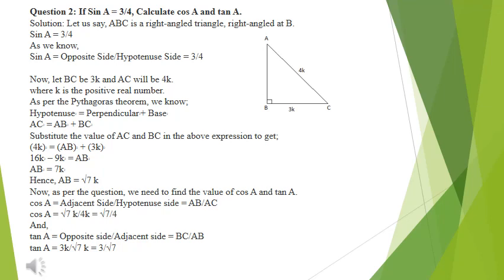Now after that, we have to find cos A, that is adjacent side by hypotenuse, which is equal to AB by AC. So cos A is equal to root 7 K by 4K. Here K gets cancelled. After cancellation, we get root 7 by 4. And similarly, when we find tan A, it is equal to 3 by root 7.